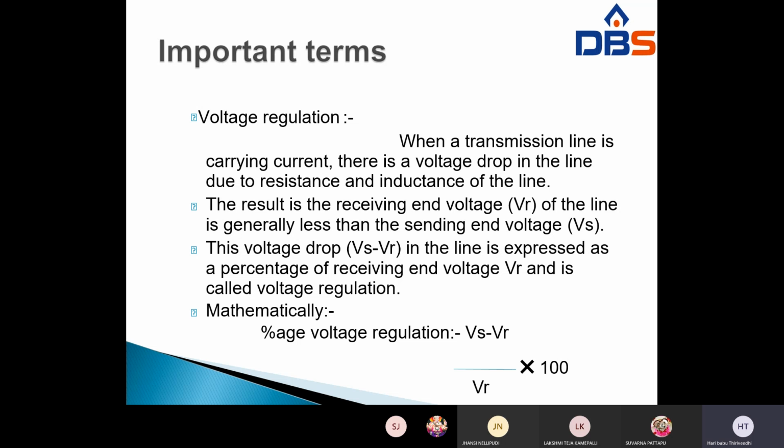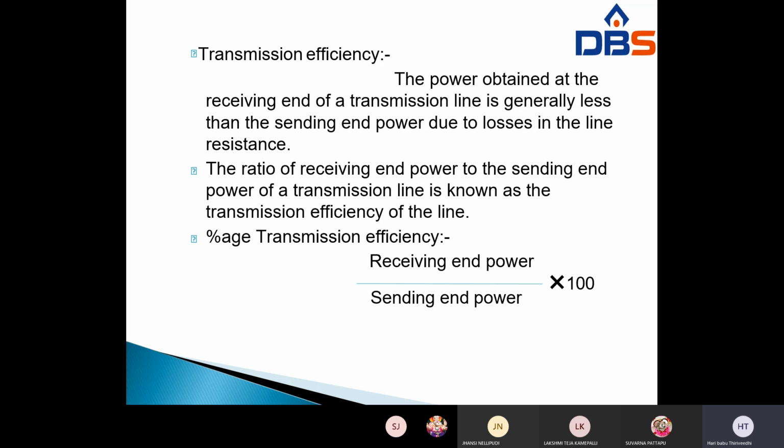The definition of voltage regulation is nothing but the difference between the sending end voltage and receiving end voltage, and it is expressed as a percentage of the receiving end voltage. Then transmission efficiency is nothing but the ratio of receiving end power to sending end power: VR IR cos phi R divided by VS IS cos phi S.